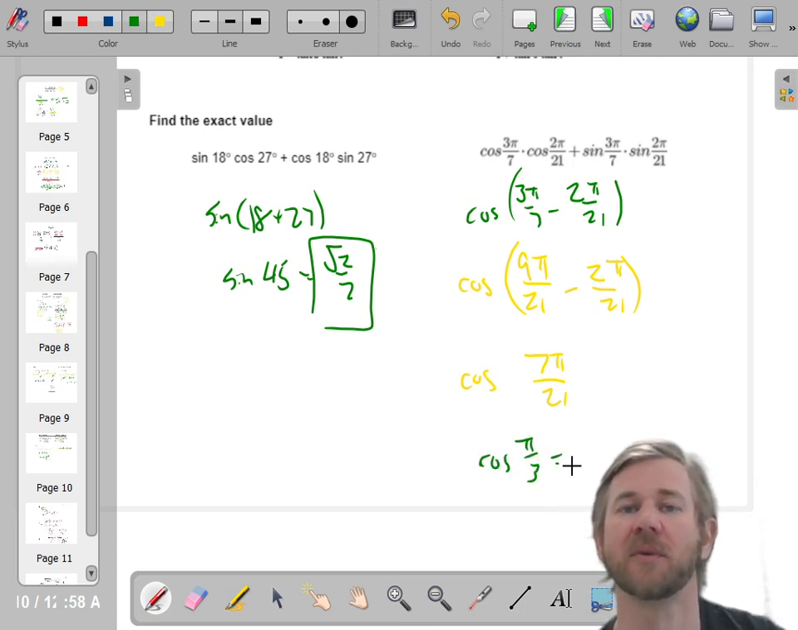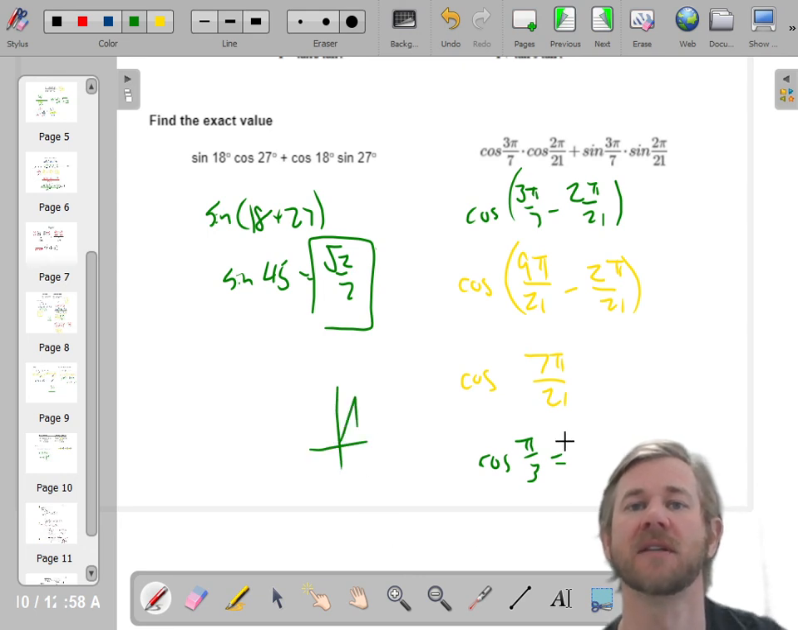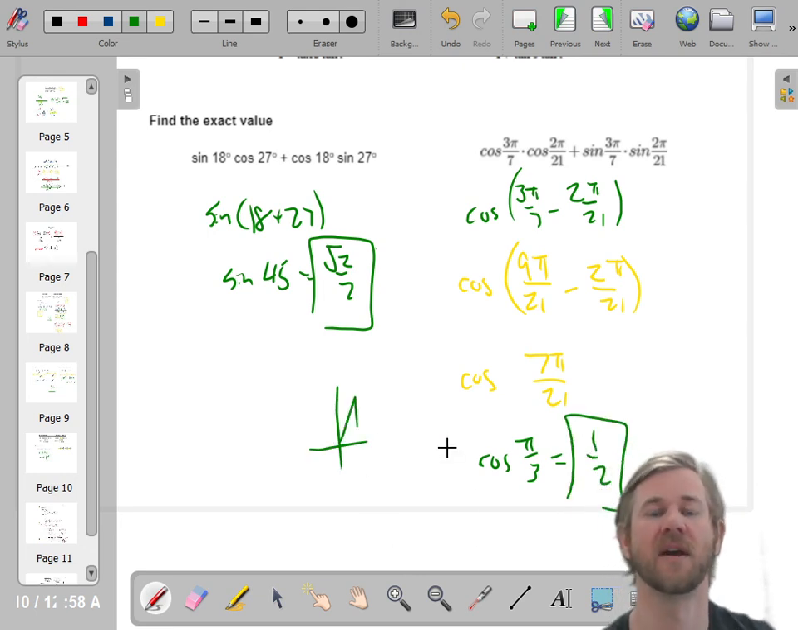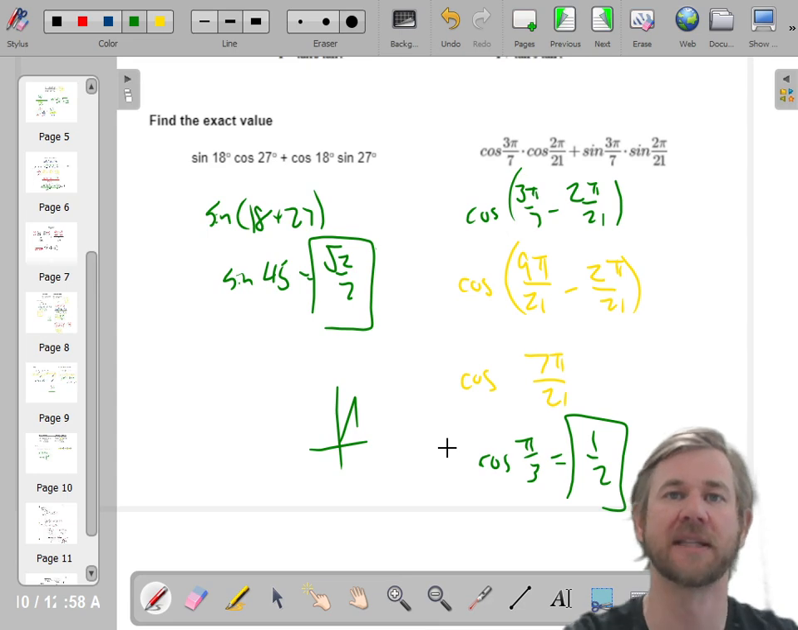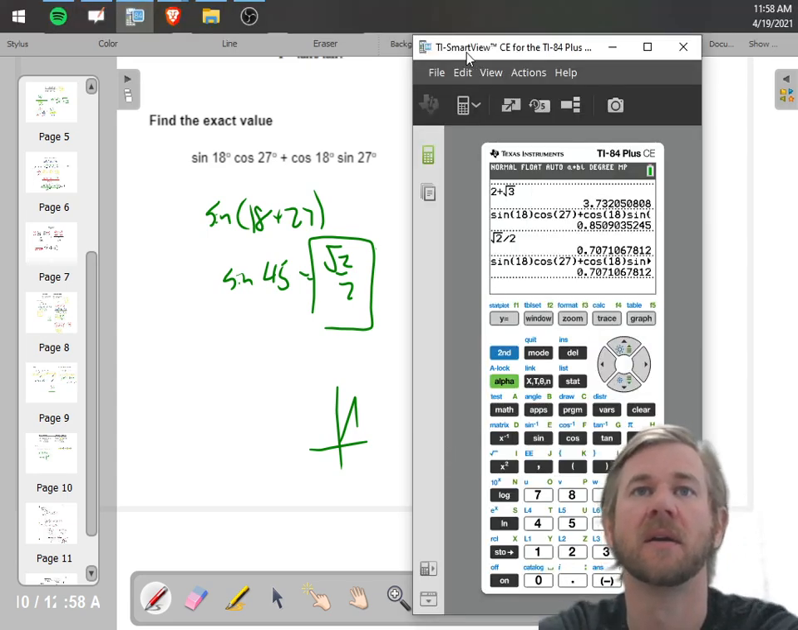What's the cosine of pi over 3? Pi over 3 is like that. Cosine's the short leg. Cosine is 1/2. Sweet. So I'll check that one too, just for good measure.